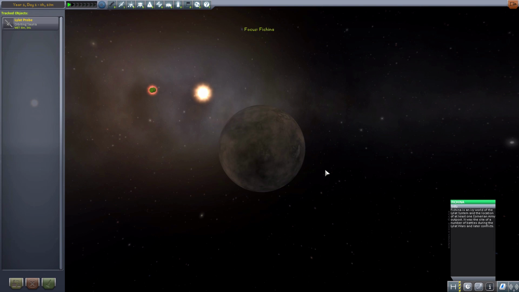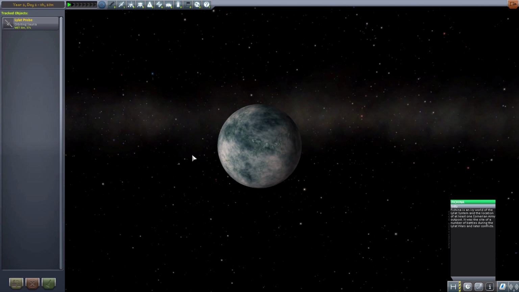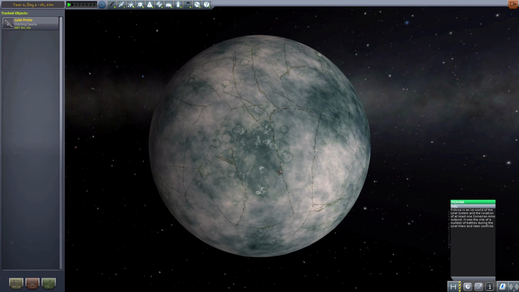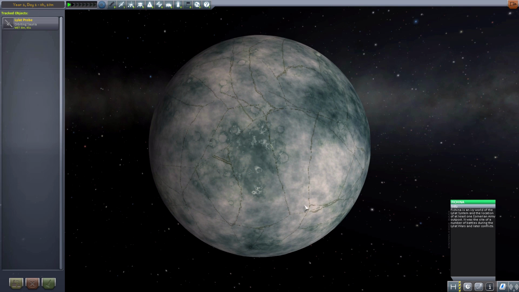And then we move over to Fortuna, I'm probably not pronouncing any of these correctly, of course, a lovely icy world, which seems to share some of the textures of one of the other planets we were previously looking at, but in a more bluish shade.